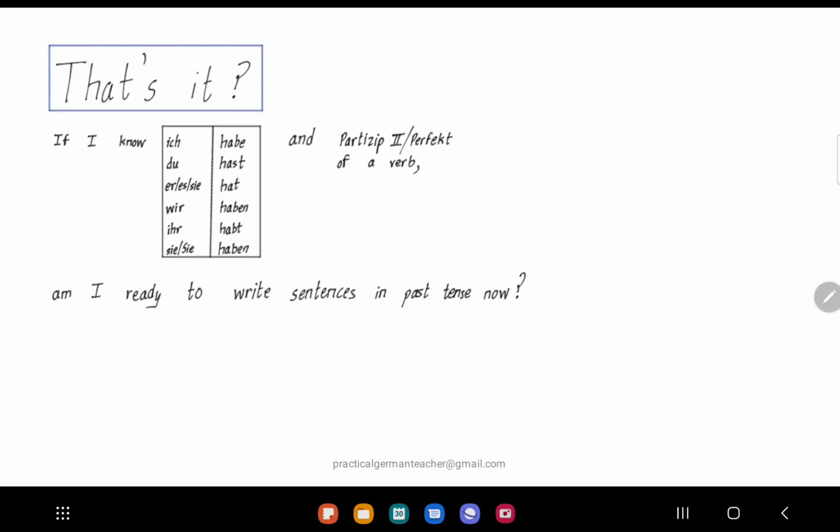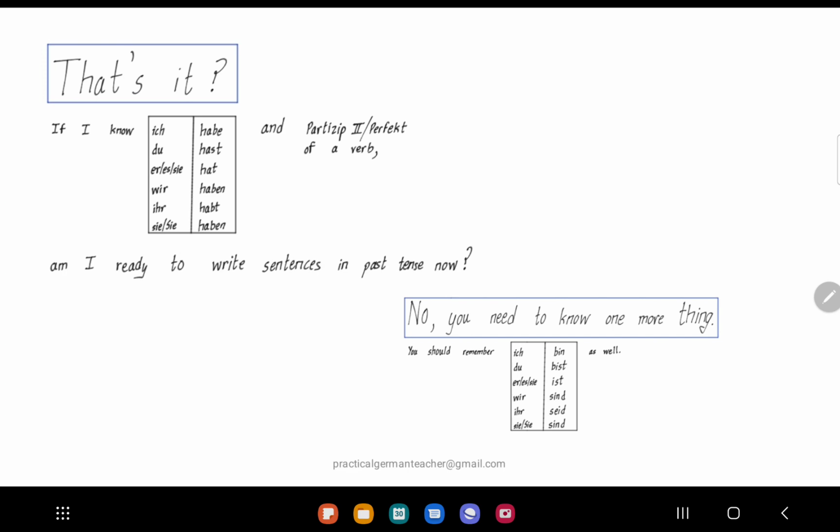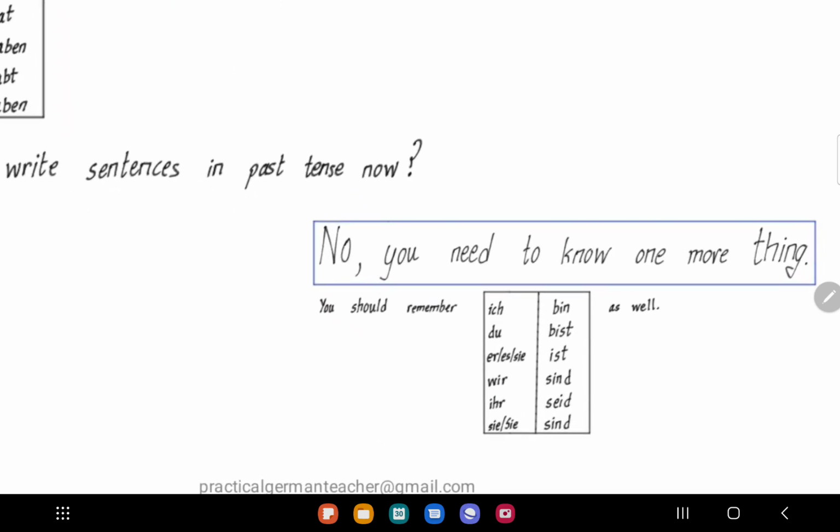So now the question is, whenever I have to say things in past tense, if you just know this table, ich habe, du hast, er, sie hat, wir haben, ihr habt, sie haben, and the Partizip II or perfect of a verb, am I now ready to write sentences in past tense? Are you completely ready? The answer is almost. So yes, but not yes. So the answer is no. You need to know this table as well.